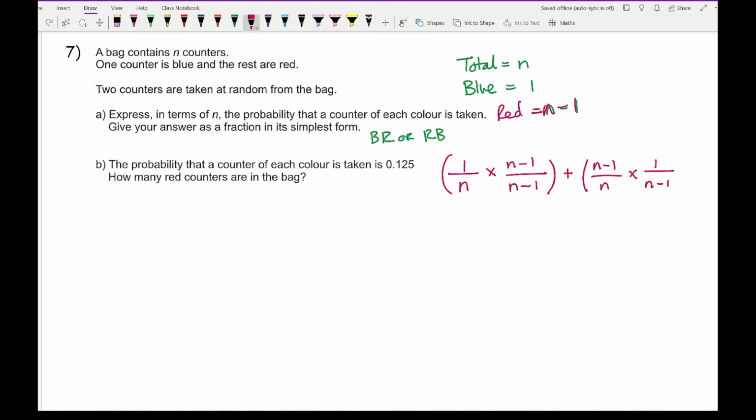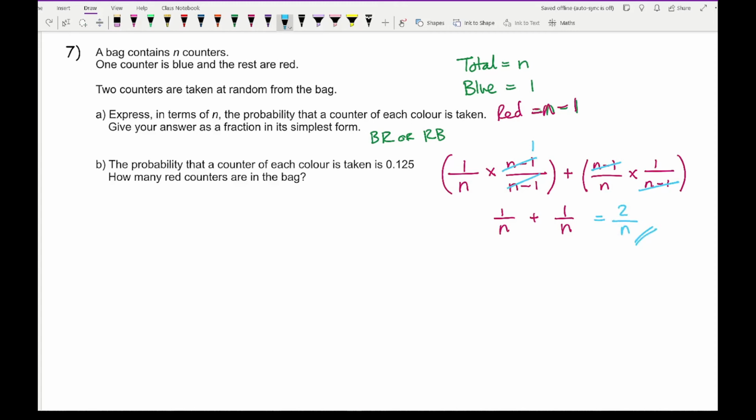Well, I'm going to end up with n take away 1. Now if I simplify each of these things, I end up with 1 over n plus 1 over n, because obviously what you tend to find is that if I do this, this both cancels and that just equals 1, and this cancels with this, so again I'm just left with 1 over n, and that equals 2 over n, which is our final answer.